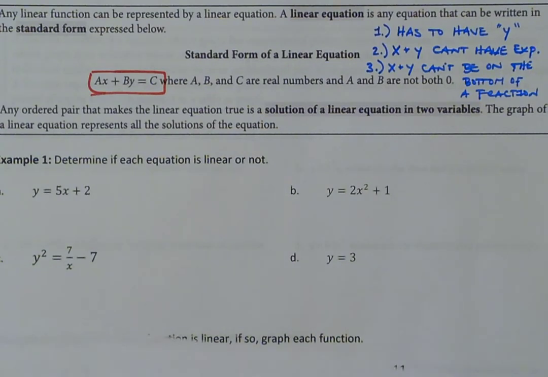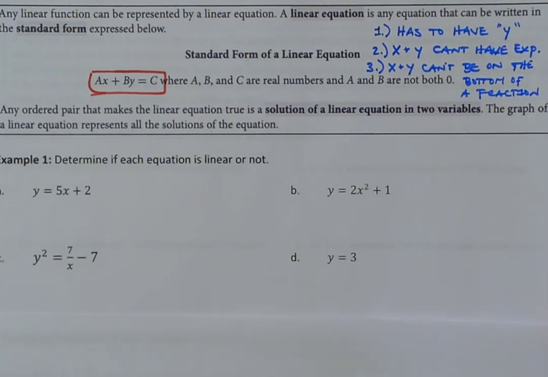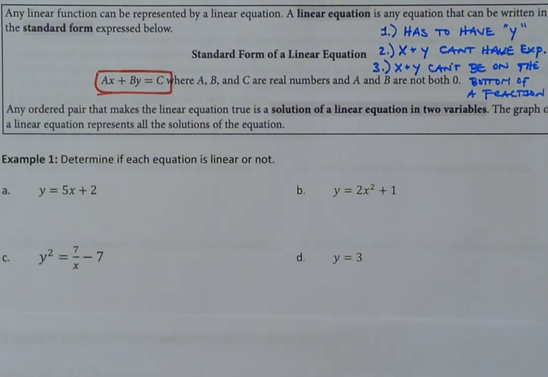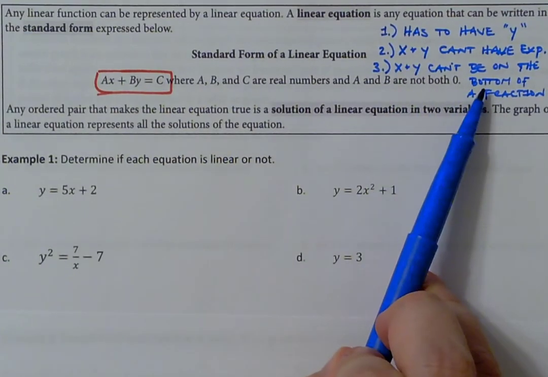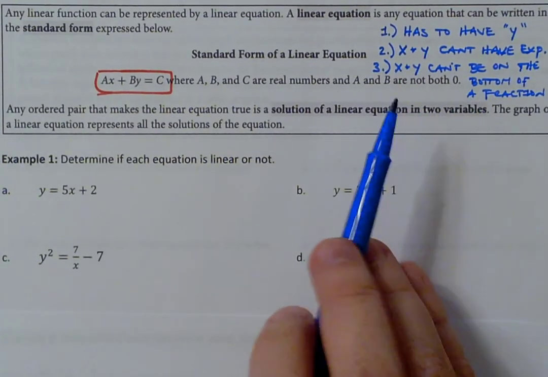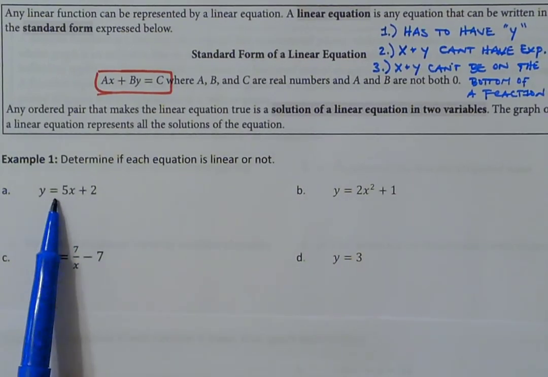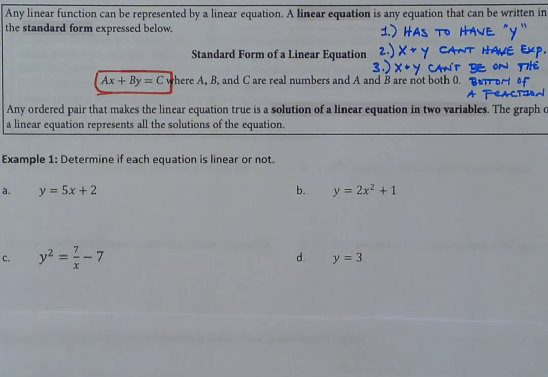So example 1 is going to ask us to determine if each equation is linear or not. So I'm going to move this over a touch. All right. So we have to determine if for parts A, B, C, and D, the equation they give us is linear or not. So we're going to run through these three ideas to determine if we have a linear function. So for example 1a, we have y equals 5x plus 2.